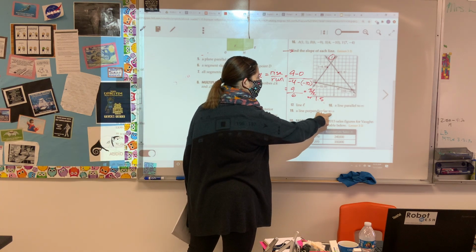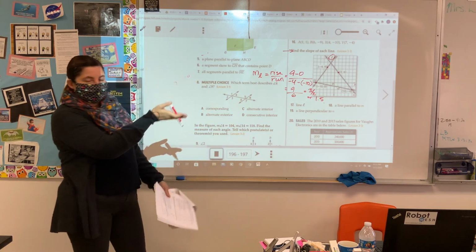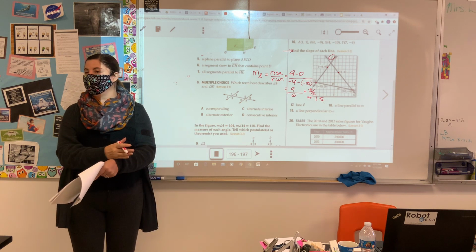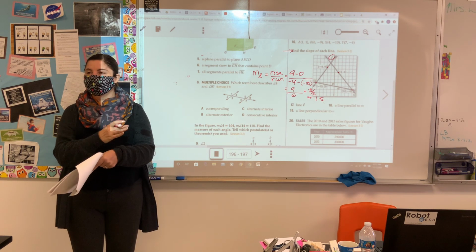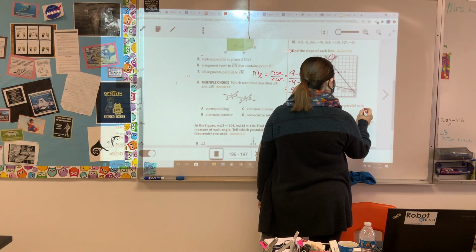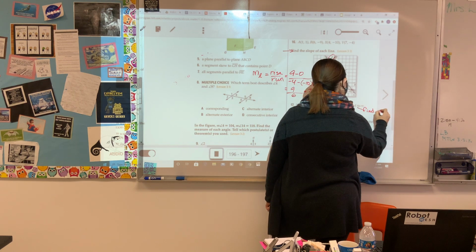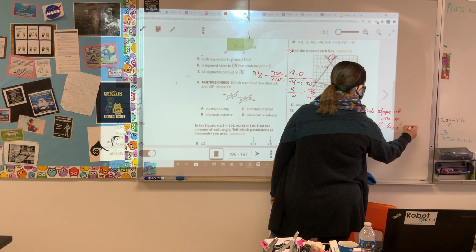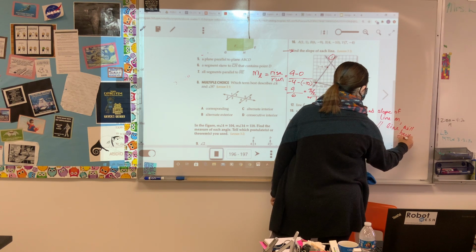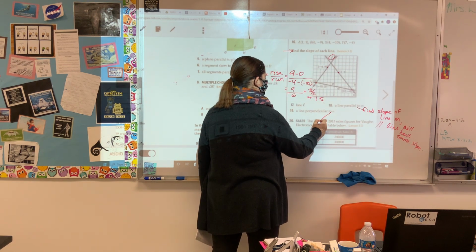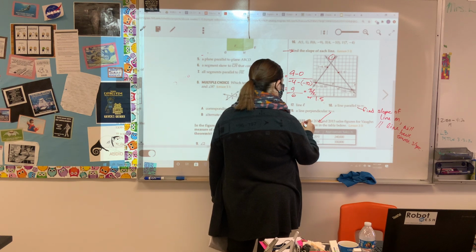19, a line perpendicular to n. Well, again, we don't have any lines that are perpendicular, but we do know that the product of the slopes of perpendicular lines is -1. So all we have to do is find the slope of m. And then the parallel line will have the same slope. Make sense?